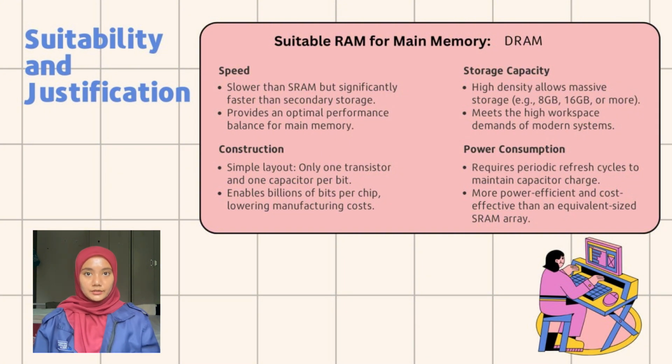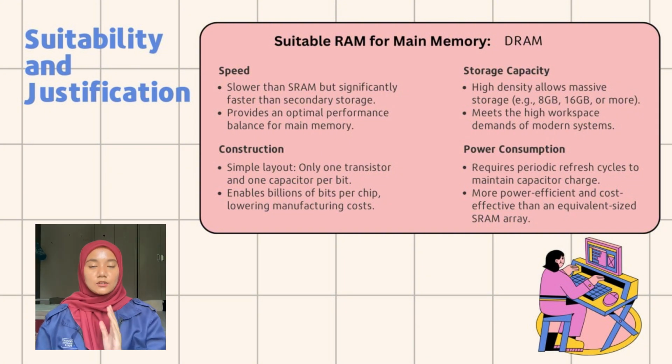onto a motherboard. Moving on to number 2, which is construction and cost. Because dynamic RAM's construction is so simple, using only one transistor and one capacitor, it is highly cost effective to build 16 GB of main memory. Purely out of expensive static RAM would be financially impossible and physically too massive for a standard computer.